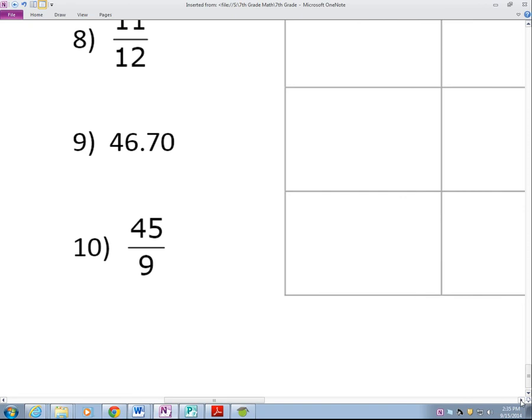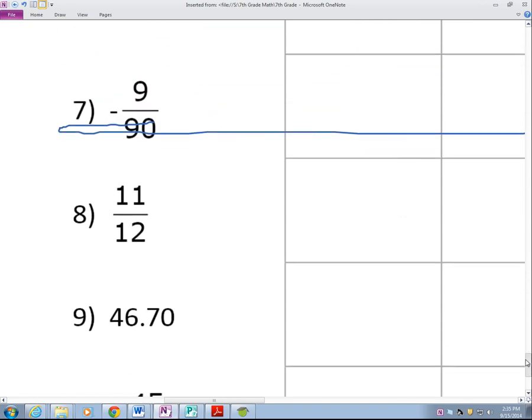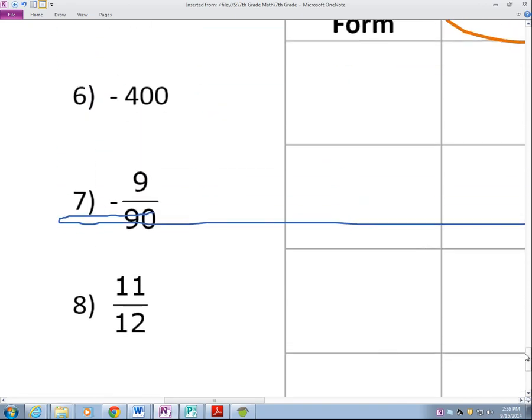Okay, next one. Apparently there's a blue line there. Okay. Number 6. Or actually, let's do one more. Which one do you want to do? Which one do you want to see? Someone tell me. What do you want to see, Corey? What number? Number 7.